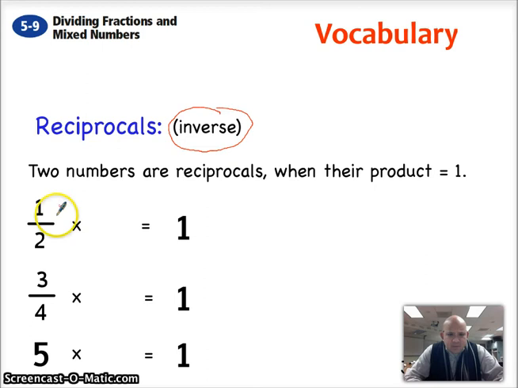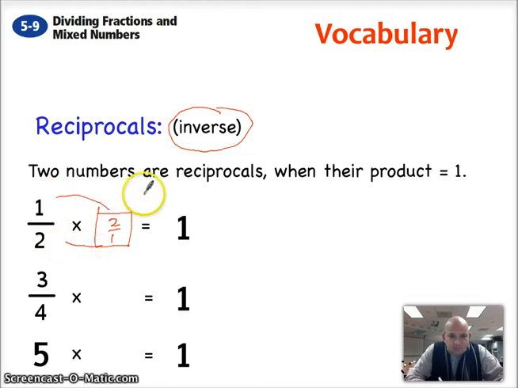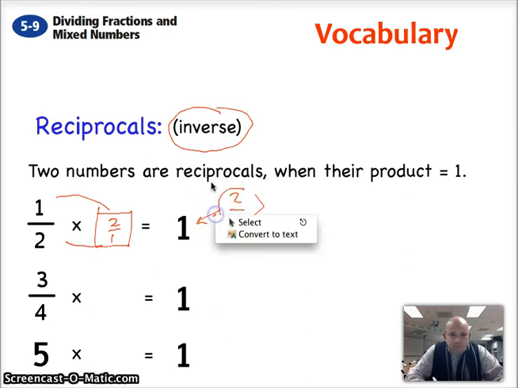For example, let's go down here. It says 1/2 times what is 1? Well, I know that if I multiply it times 2 over 1, I get 1 times 2 and 2 times 1, and that gives me 2 over 2. And 2 over 2 is the same thing as 1.